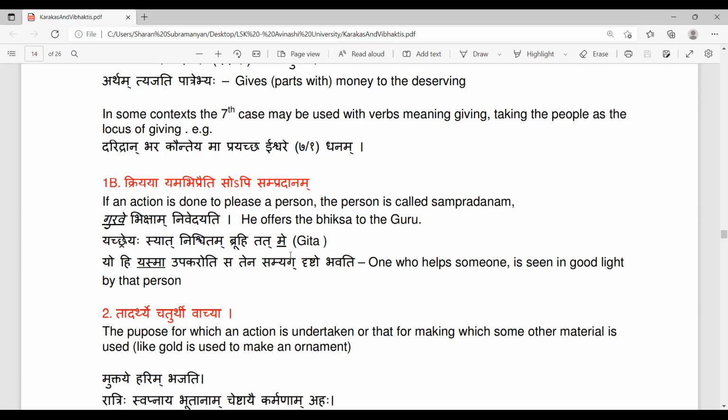Yacchreyasyat nishchitam bruhi tanme. This is in the Gita. Shishyaste aham shadhi mam tvam prapannam. Karpanya dosho pahata svabhavaha. Prichhami tvam dharma sammudha chetaha. In the second chapter it is there: yat shreyah syat tat nishchitam bruhi me. Bruhi to me.